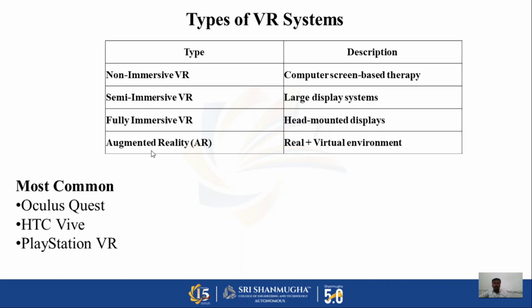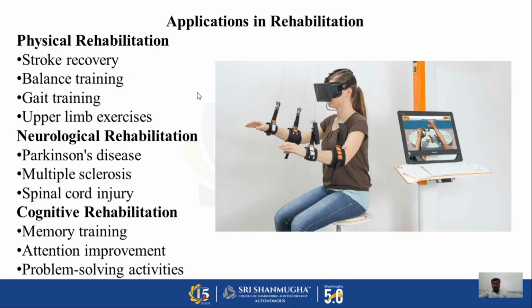So these are the four main types of VR based systems. Next we are going to see applications in rehabilitation. VR is used in many rehabilitation areas. First, physical rehabilitation. Patients recovering from injuries perform exercises in virtual environments. Applications include stroke recovery, balance training, gait training, upper limb rehabilitation.